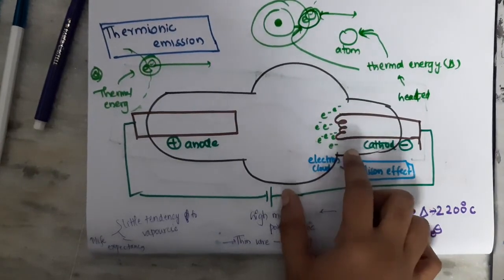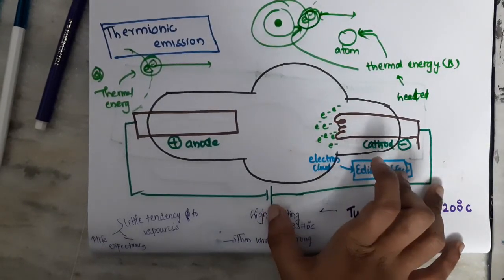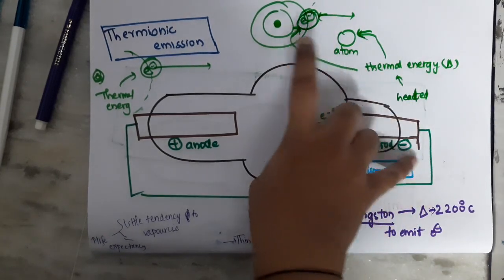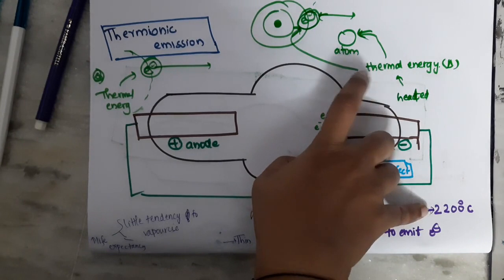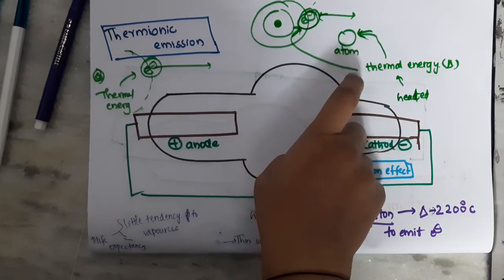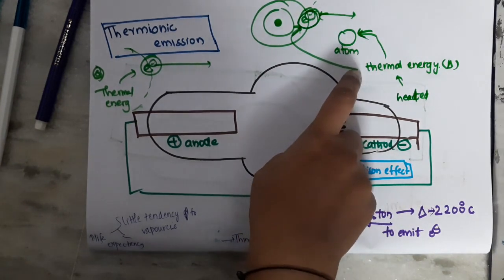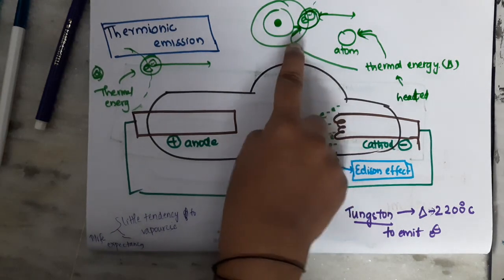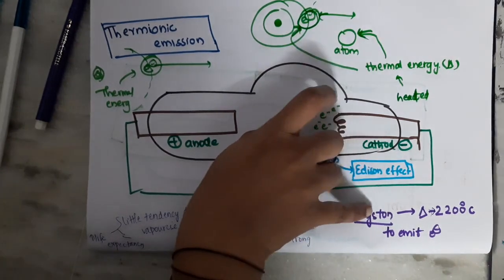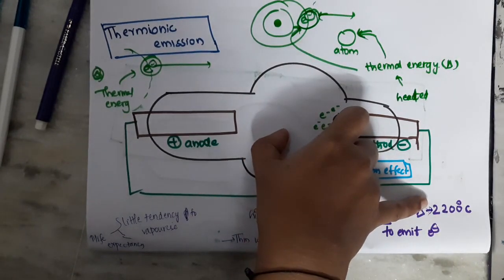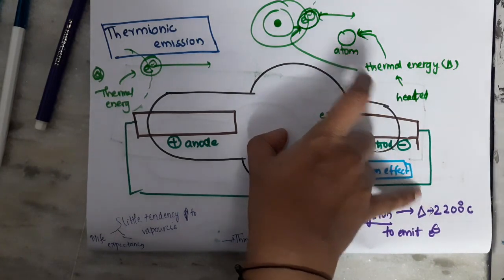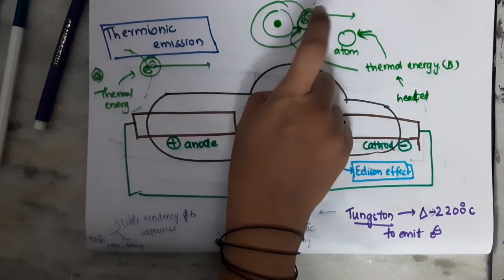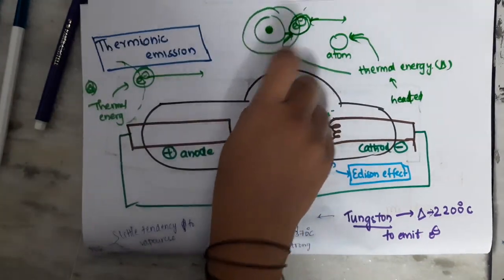Once the tungsten is heated by the current, remember that tungsten contains atoms, and inside the atom we have electrons. Heat is nothing but thermal energy. With this heating, the tungsten atom will acquire a certain amount of energy. Once it is heated to around 2200 degrees Celsius, the tungsten will release its electrons. The electron acquires energy and comes out of its orbital, right?